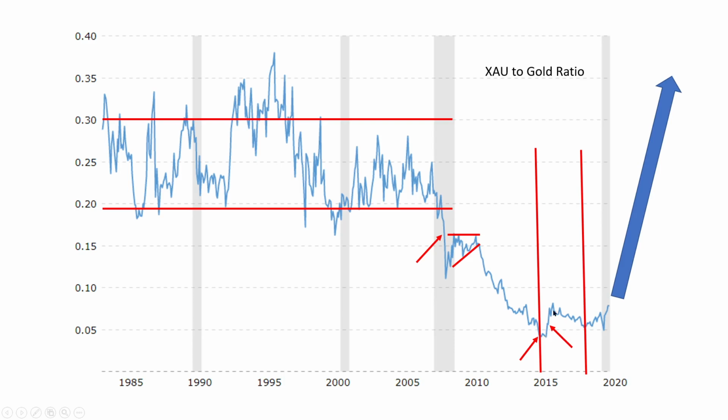And this was kind of the first phase, and then this is the second phase kind of coming in. And again, this is the ratio. This means that gold miners are probably going to outperform gold coming up in front of us.